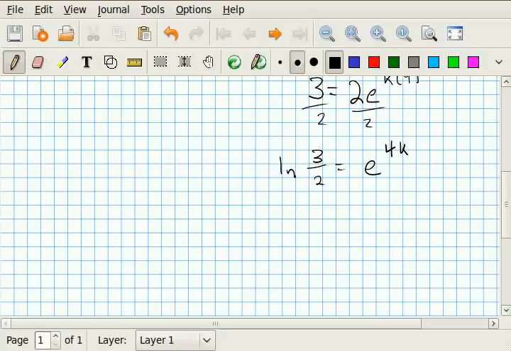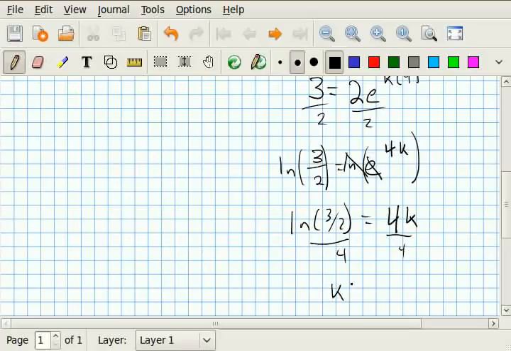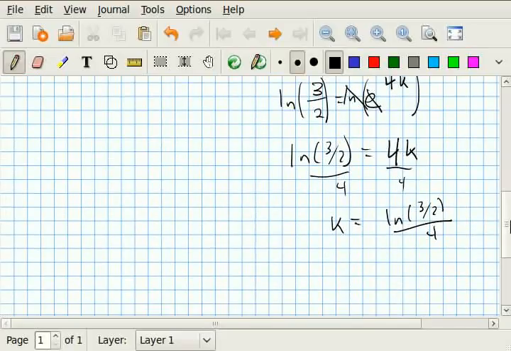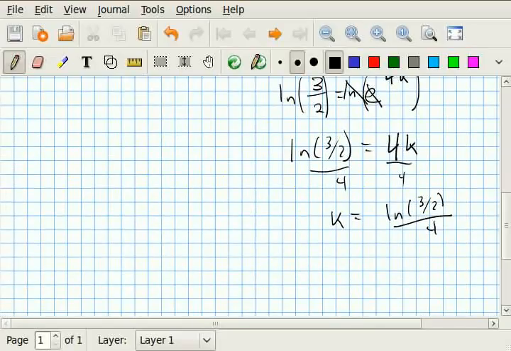If I take the natural log of both sides, natural log of 3 halves is just a number. You can find that on the calculator at any time. Natural log of e to the power 4k is 4k, right? The natural log and e to a power cancel. So I can divide both sides by 4 now, and I get k is equal to natural log of 3 halves divided by 4.